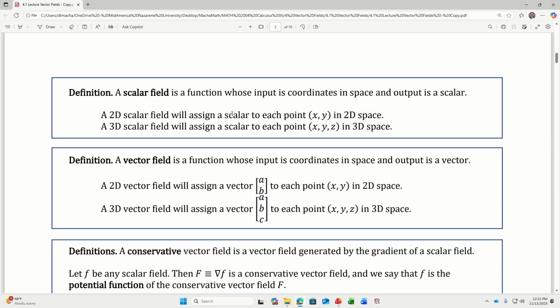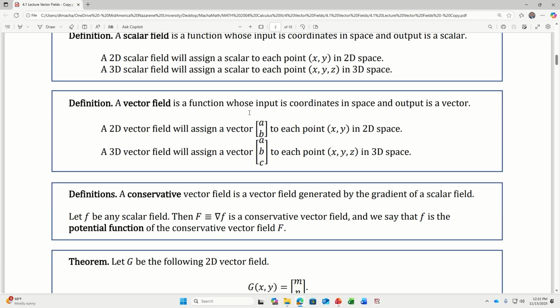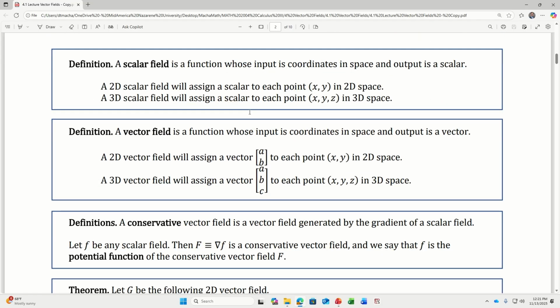That's good. So a scalar field is a function whose input is coordinates in space and the output is a scalar. A scalar is just a number, in contrast with a vector, which is a list of numbers. A vector field is a function whose input is coordinates in space and the output is a vector. So you have 2D vector fields and 3D vector fields.